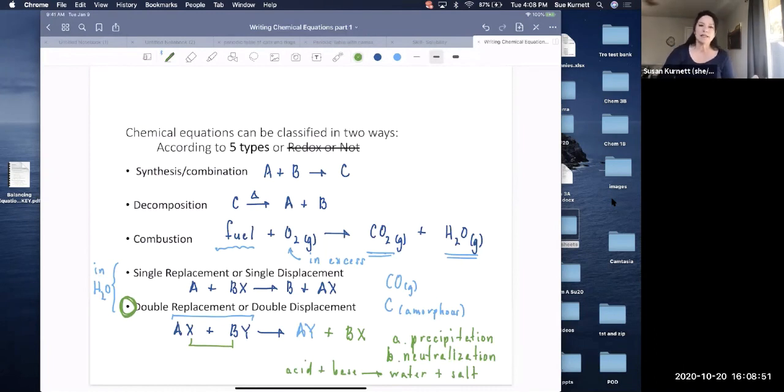Why would we want to classify things besides to answer a question on a test like what type of reaction is this? We want to classify things because once we classify it, it really helps us balance that equation. There's a strategy to how you put the coefficients to balance an equation based on what kind of equation it is.